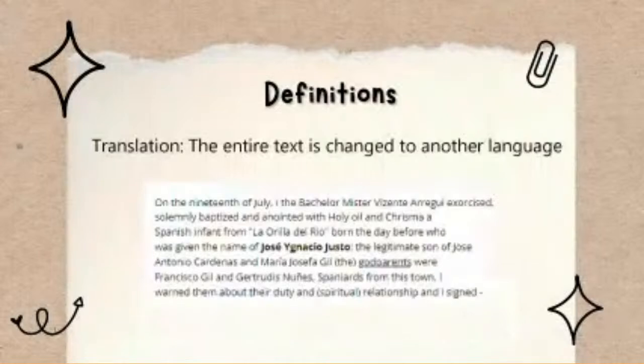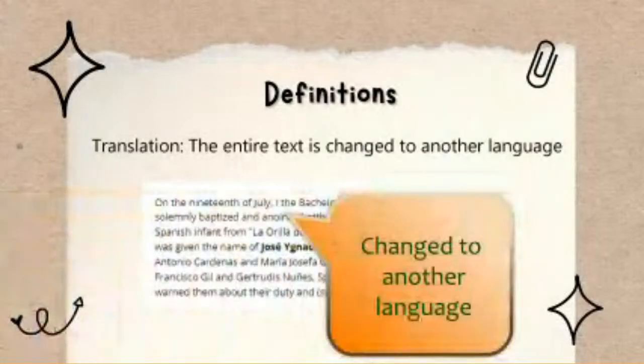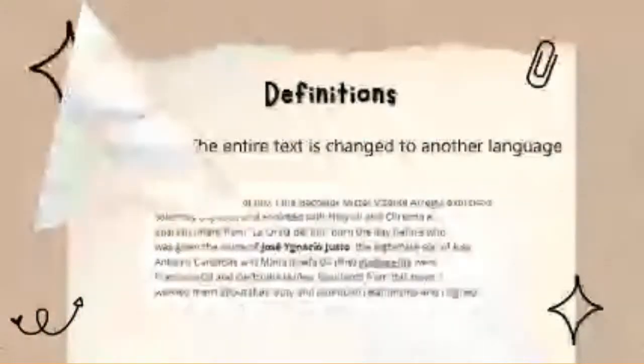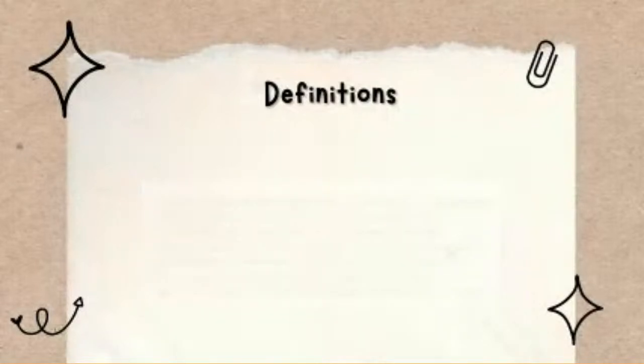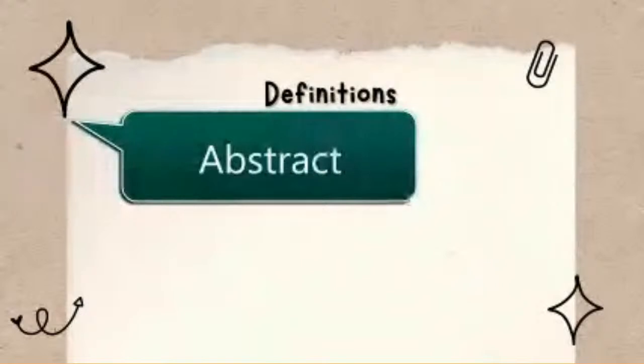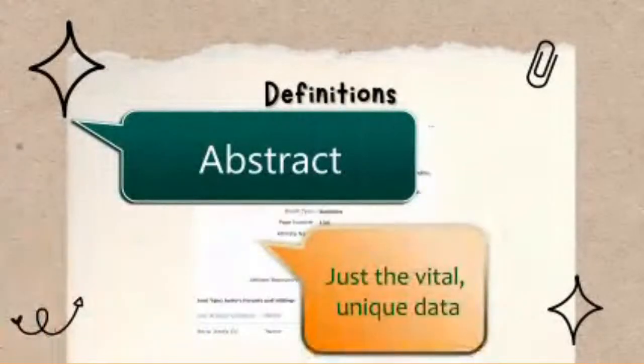A translation is exactly that. Someone has taken the text and translated it to English or another language. A few of the words may be in a different order due to language differences, but the sentences mean the same thing. And finally, there is an abstract. This is where you pick out the key unique items such as names, dates, and places, and just list those. Now that we've covered the basics, let's look at the translation of this record.